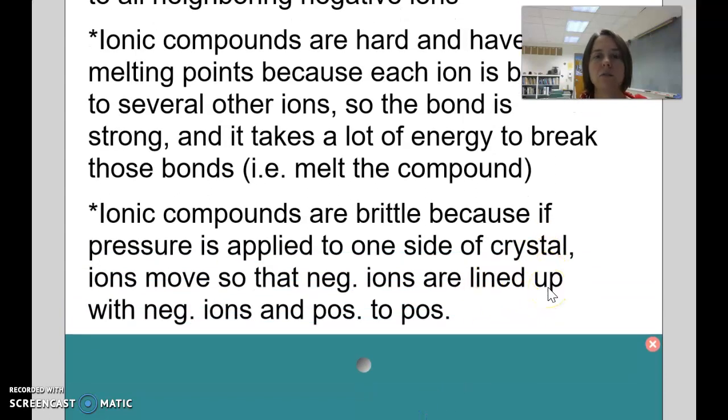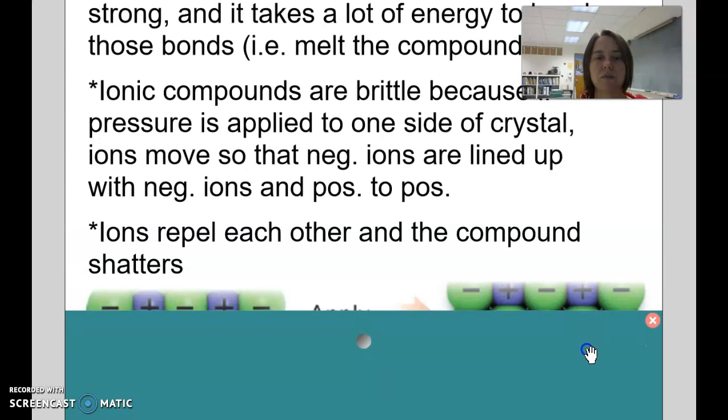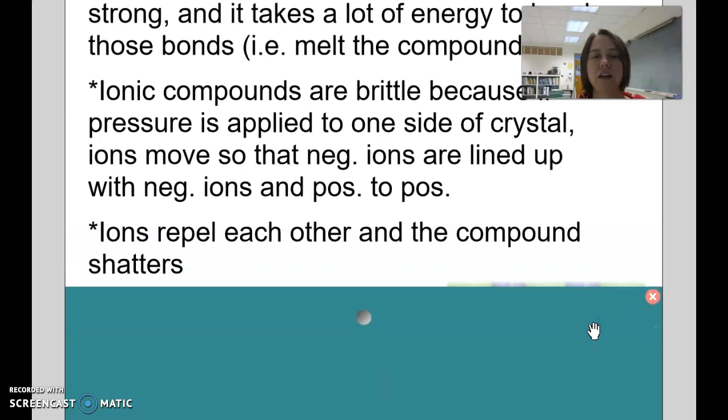Also, ionic compounds are brittle. If you were to take a chunk of salt and break it, it would just shatter. Why? Because if pressure is applied to one side of a crystal, the ions move so that the negative ions are lined up with negative ions, and the positive ions are aligned with positive ions, which means the ions repel each other and the compound shatters. So let's take a look at this. It'll make more sense.